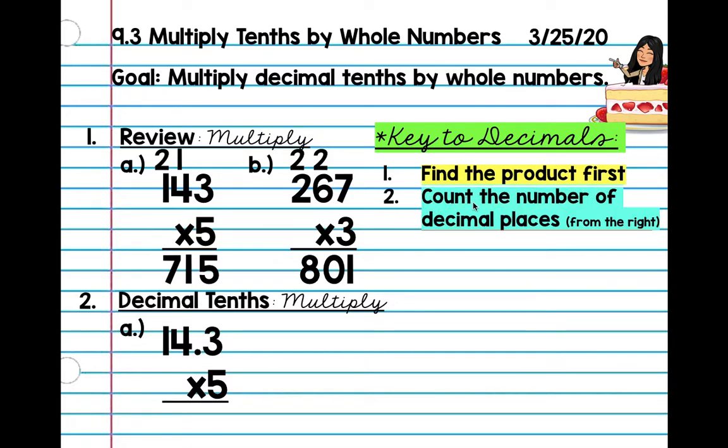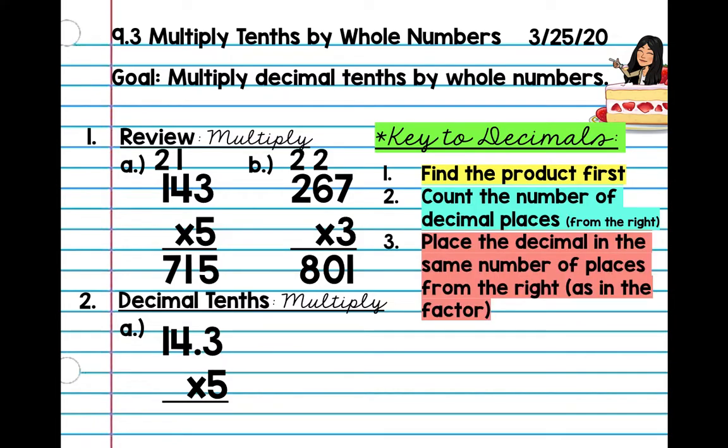Number 2, you count the decimal places from the right. So you start from the right and you just count. That's 1, so it's 1 decimal place. Number 3, once you find your product, you place the decimal the same number of places from the right as in the factor. So if I move my decimal over once, it is 1 decimal place. When I find my answer, I just have to move it over once. Go ahead and give that a try. Once you're done, pause the video, answer, and then we'll go over it.